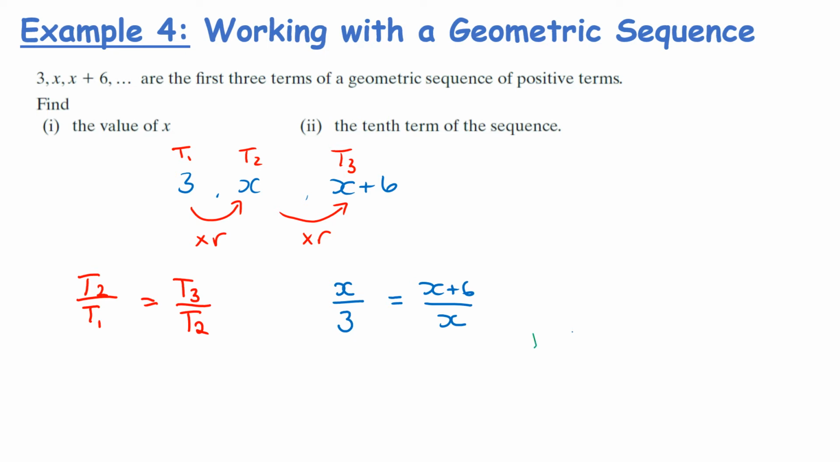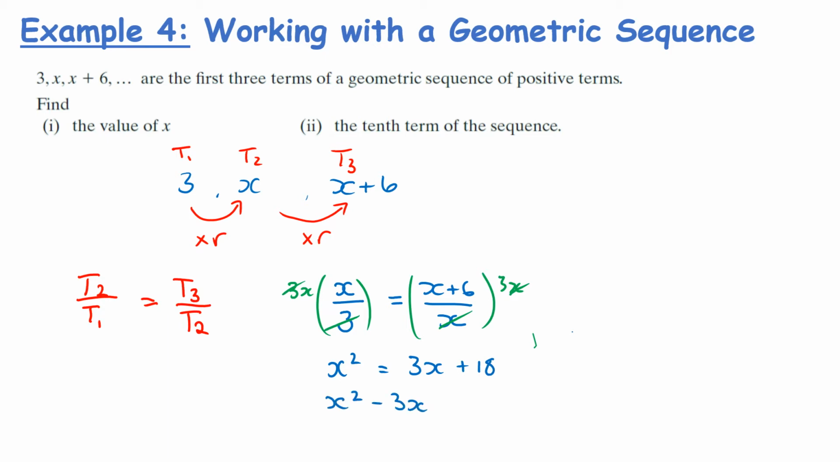So I'm going to multiply both sides by 3x to get rid of my fraction. So x cancels here, 3 cancels here. x by x is x squared equals 3x plus 18. So now I have a little quadratic. x squared minus 3x minus 18 equals 0. And now we're going to go and solve for x.